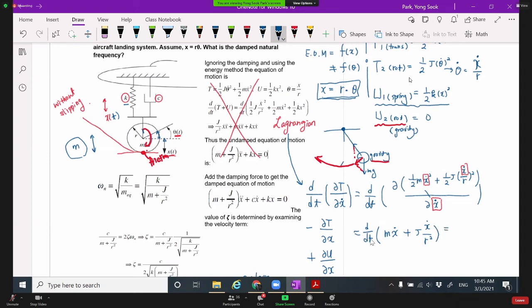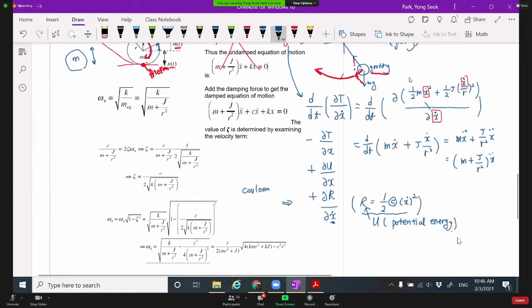Now, when you do the derivative with respect to time, what happens? This turns out to be what? Tell me. m x double dot plus J over r squared times x double dot. Can you combine this together? Parenthesis m plus J over r squared, times x double dot. Can you understand?